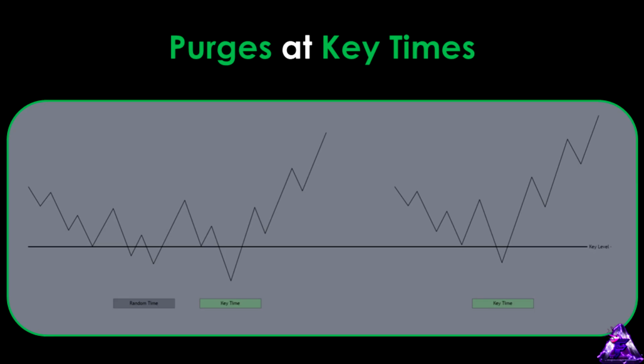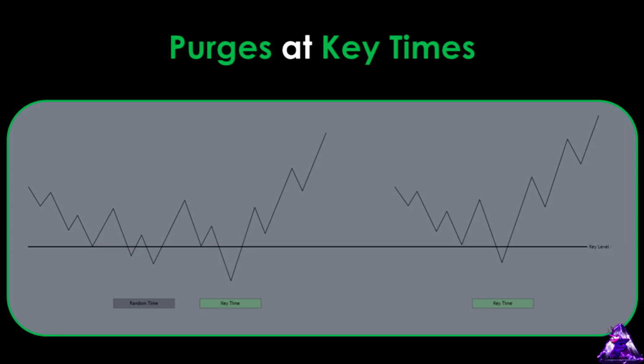Because this happened outside of a key time, price did not expand immediately. Instead, it ranged and eventually came down to break the low it had formed earlier, stopping you out. This happened because the timing was off.